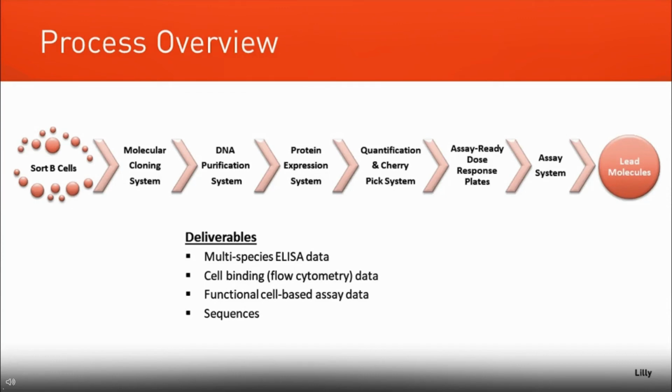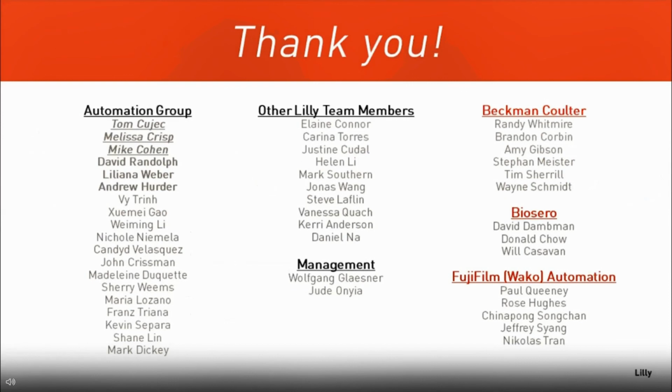infrastructure for these. And so from this whole process, and the whole reason why this all exists is to really deliver multi-species ELISA data, cell binding flow data, functional cell assay data. And then when we purify DNA back on the DNA purification system, we do make a cut for sequencing as well. And so by the time you have your screening data coming off the right side of this process, you have sequencing results as well to tie that back to. So it's really a rich data set to give our scientists as much information as possible to whittle down our lead molecules.